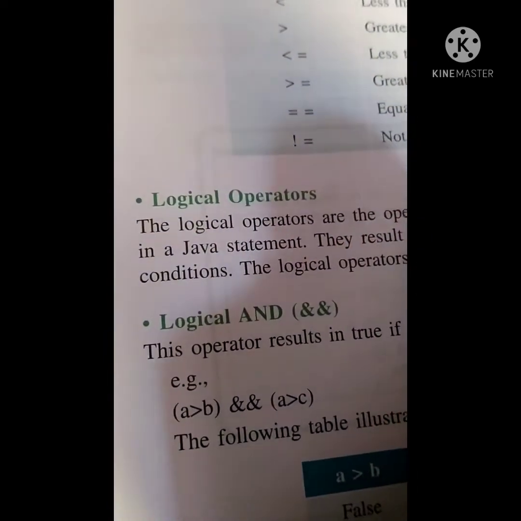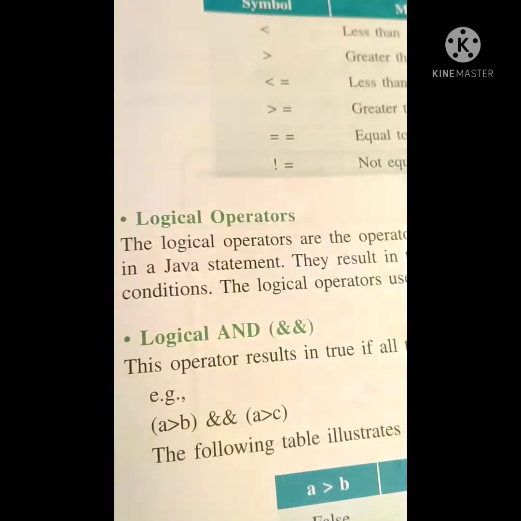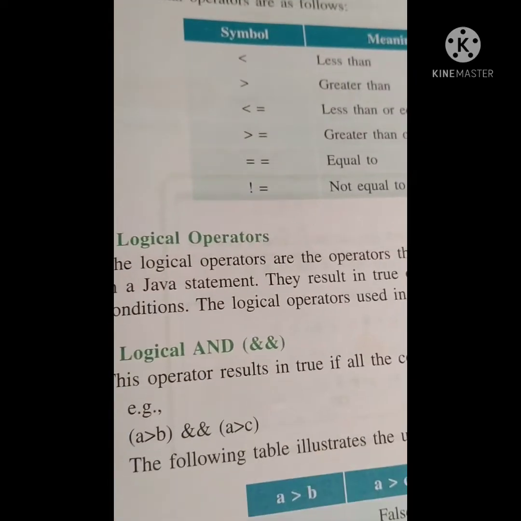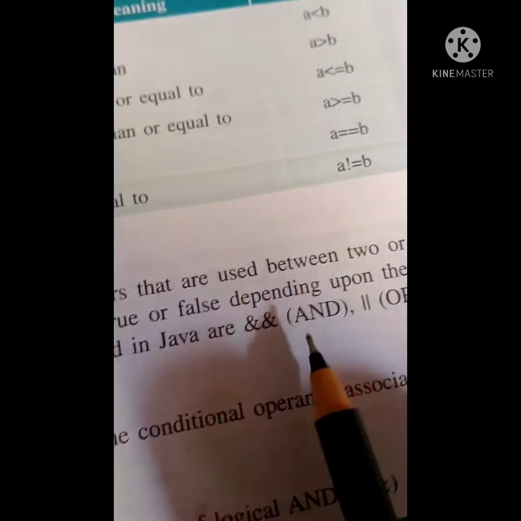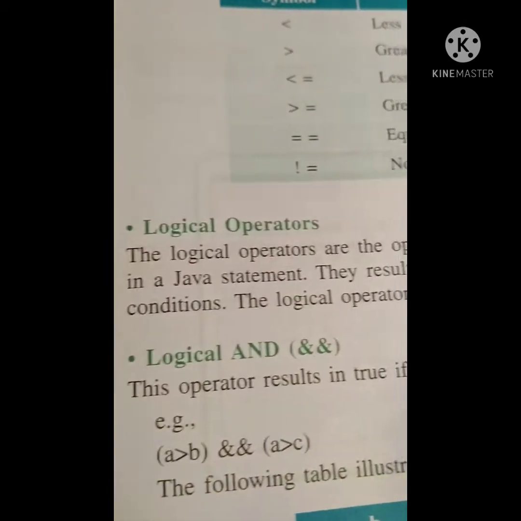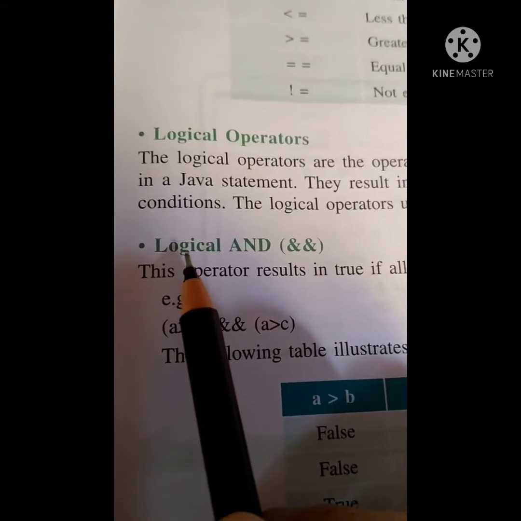Logical operators, we have three types of logical operators: the AND operator, the OR operator, and the NOT operator. So this logical operator also we will use in the program later.